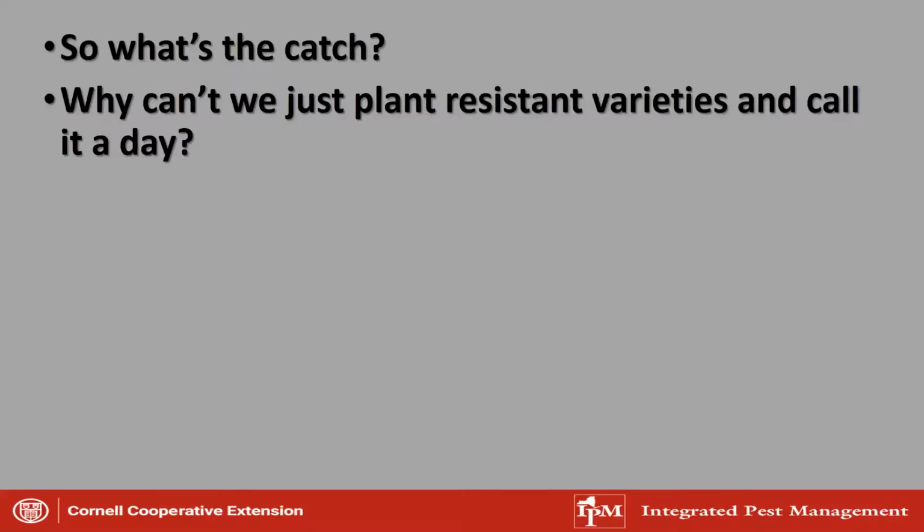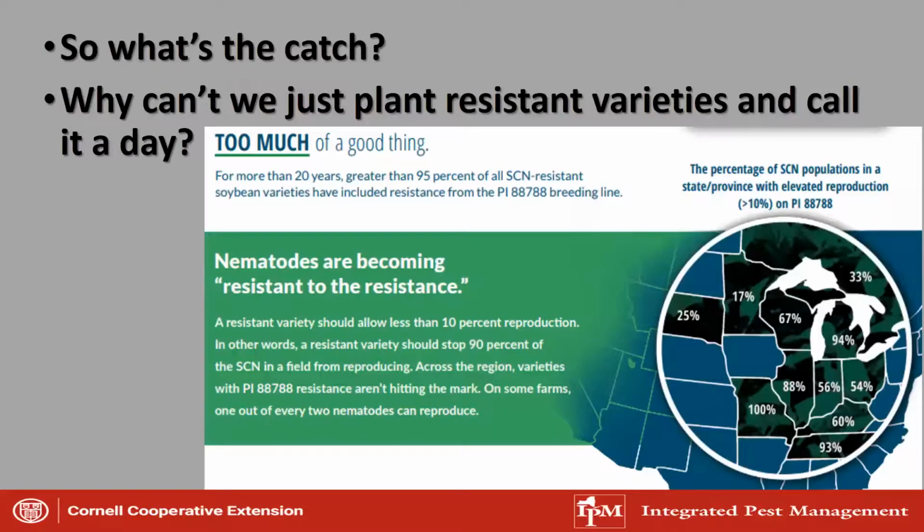So that sounds so perfect, right? Why don't we just plant resistant varieties and just call it a day? Well, it's because too much of anything can be problematic, just like the issues we've had with herbicide resistance over the years, and some corn insect pests overcoming some of our Bt traits. The nematode has started overcoming those resistant traits, and the reason is because most of the varieties that were released that are called SCN resistant all came from the exact same source of resistance. It's known as PI88788.